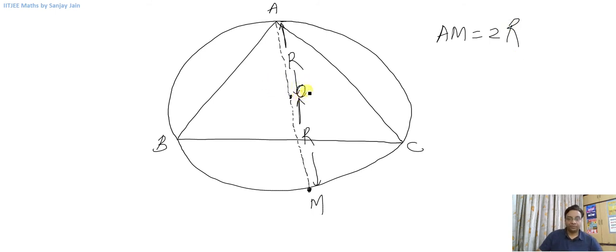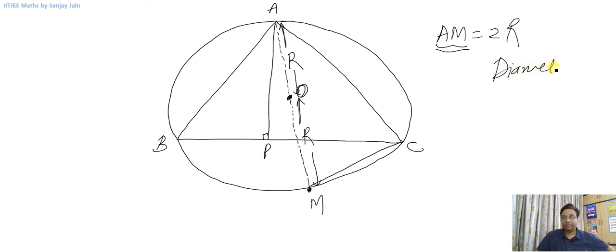Okay, this is O. Now look at this. If I drop a perpendicular from A to the side BC, let's name this point as P, the foot of the perpendicular as P. I am joining M with C here. Now this is the center, so AM will be the diameter, and this angle here will be the angle in a semicircle, which is 90 degrees.